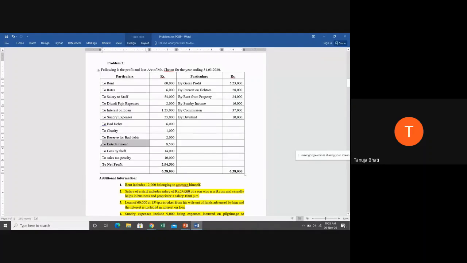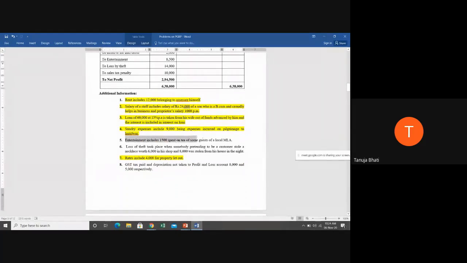Next, to entertainment 8,500. If you just see it like this without seeing the additional information, to entertainment means what? These expenses include those which are usually spent on the clients or customers in order to get some business. So you take them for dinner parties or lunch meetings, you entertain the clients or customers in order to get the business. So if we just see to entertainment, it becomes a business expenditure, but we will see if there is some additional information given.